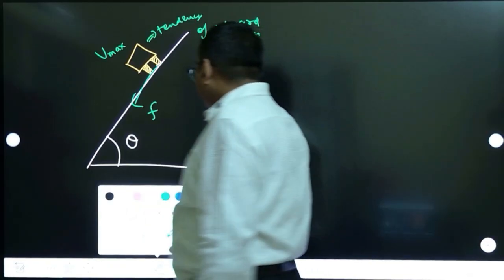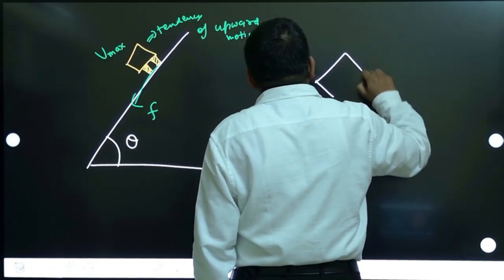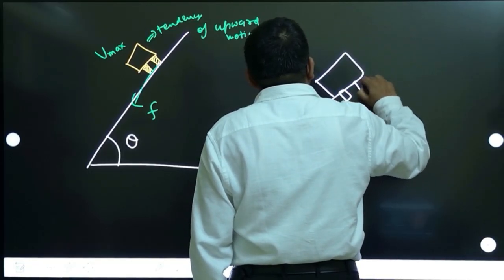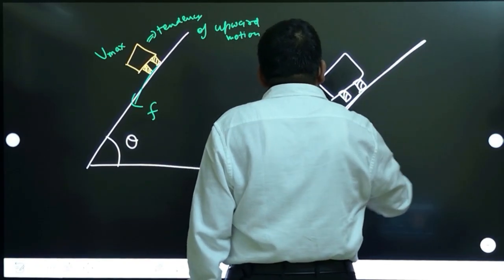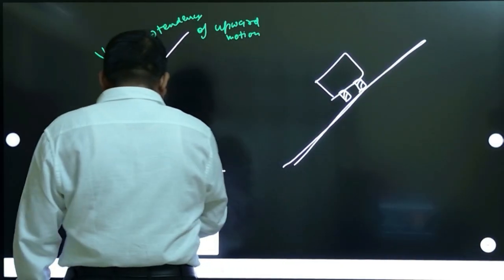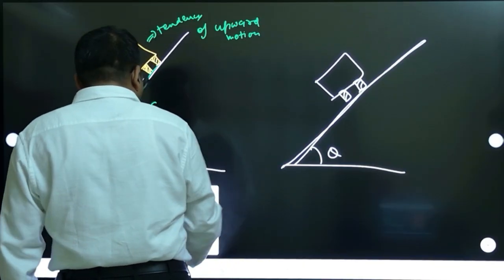But suppose he is not trying to go fast, he is trying to just remain, or he is driving with a very small speed. In that case, he has a tendency to slide downward.